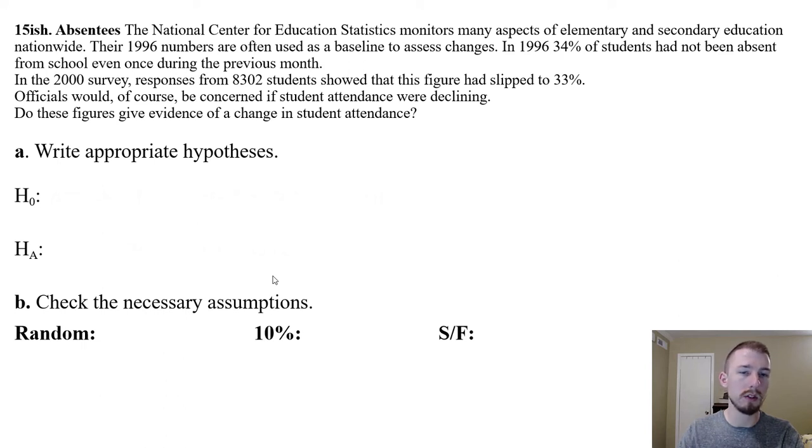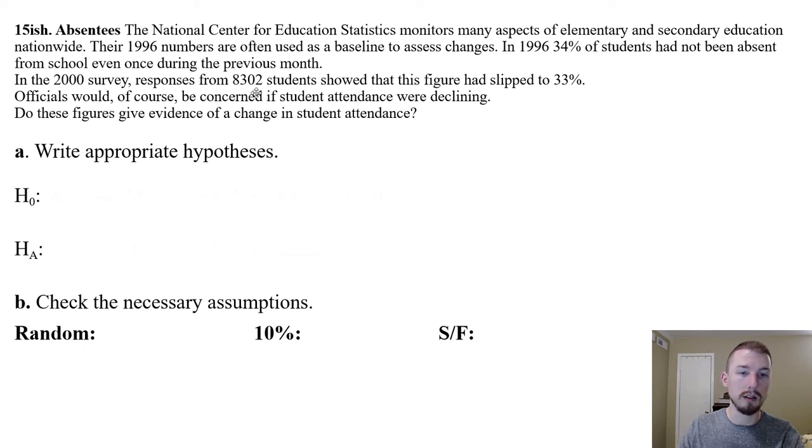Officials would, of course, be concerned if the student attendance were declining. So our sample proportion is lower than the actual hypothesized proportion from 1996, but is it low enough? Is that enough evidence for us to be able to say that it's gone down?